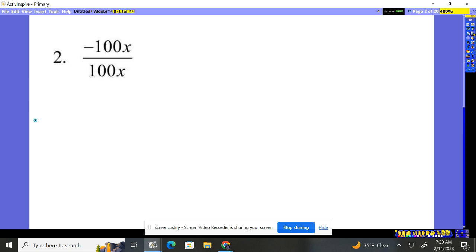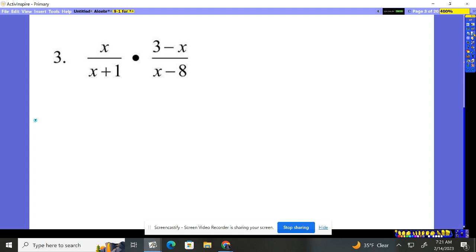Number two, well, I can't let this bottom come out to be 0. Well, divide by 100, divide by 100. X obviously can't be a 0 because 100 times 0 will create a 0 in the bottom. Can't have that. Another fraction.